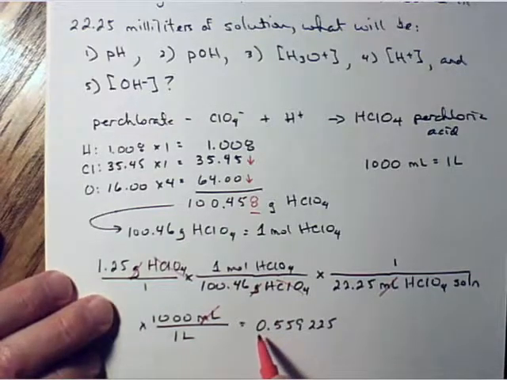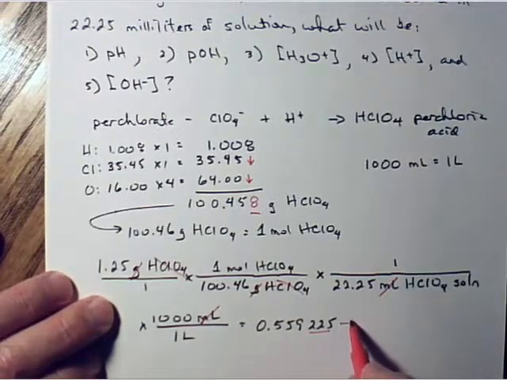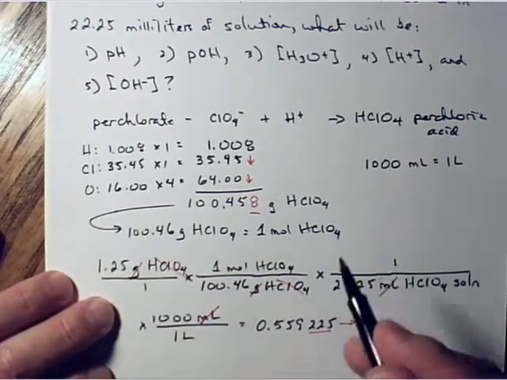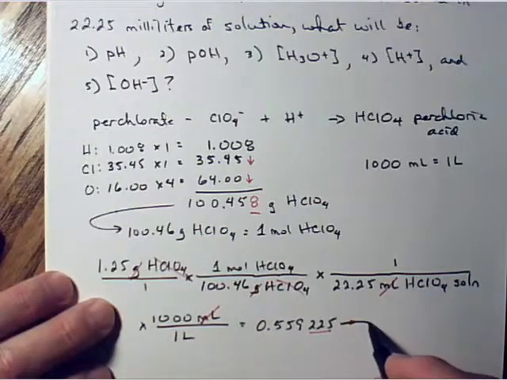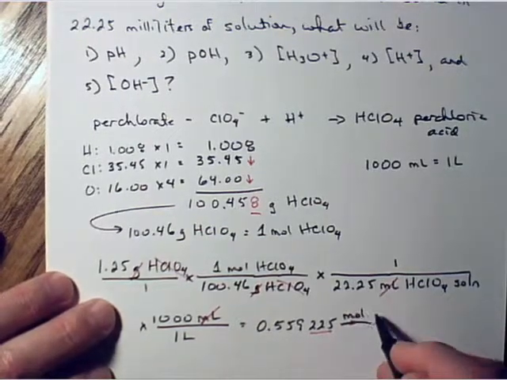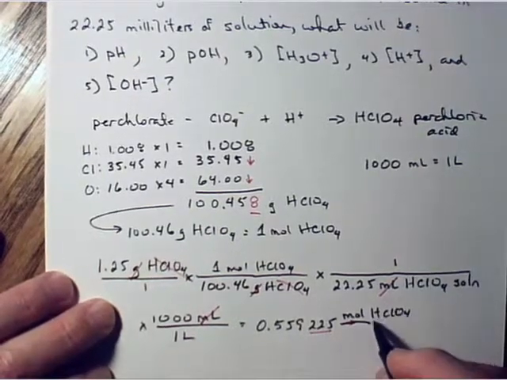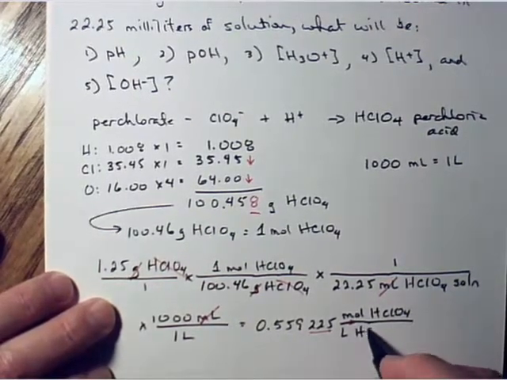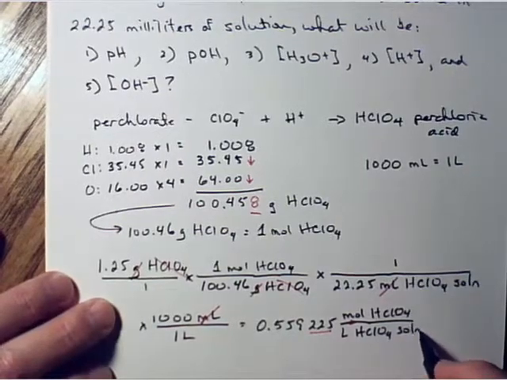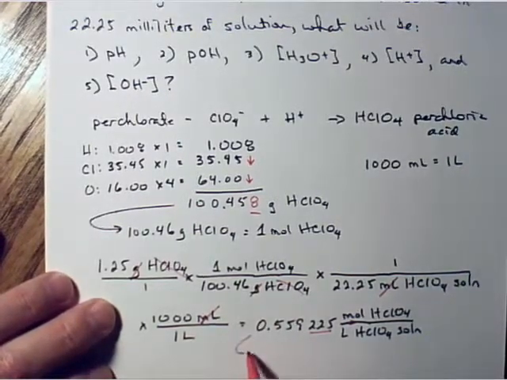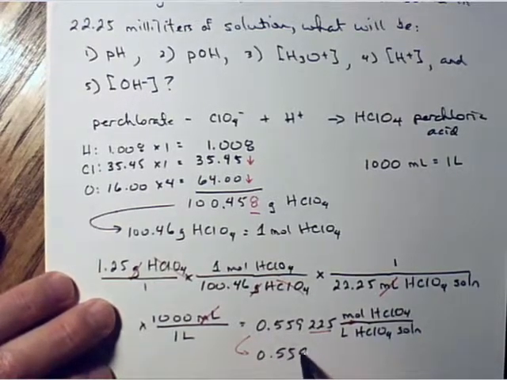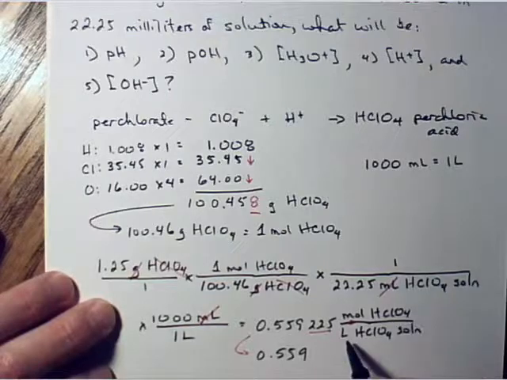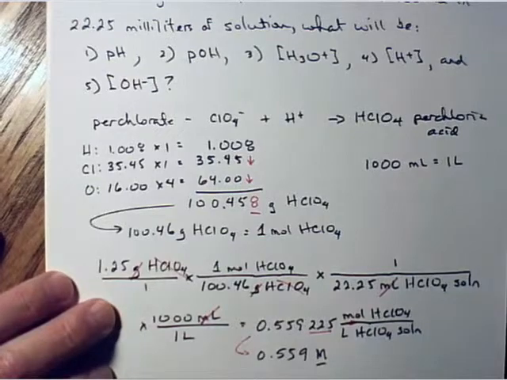This leading 0 here is not significant. Okay, this is our first significant digit, 1, 2, 3. Underline from there over. Should have written it there. This is in moles of HClO4 over liters of HClO4 solution, and then round off. So 0.559, and moles of this solution over liters of that same solution is molar concentration. That's the way you symbolize it.